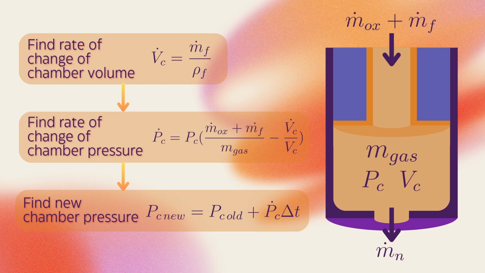So basically that mass starts to increase and increase, and the pressure increases, which increases the nozzle mass flow rate until eventually everything reaches an equilibrium where you have the same amount of oxidizer and fuel mass coming in as you have exhaust gas coming out of the nozzle.